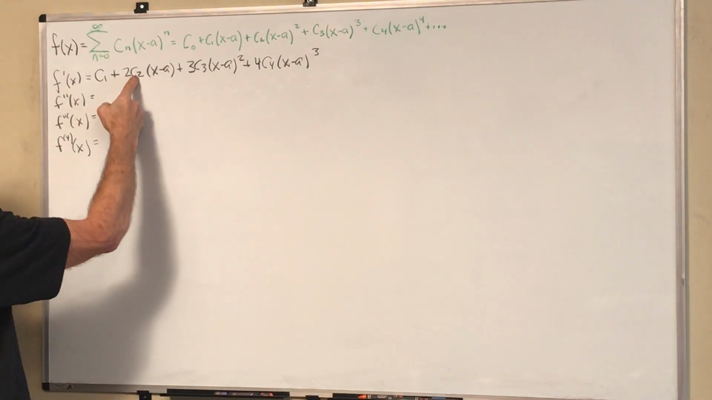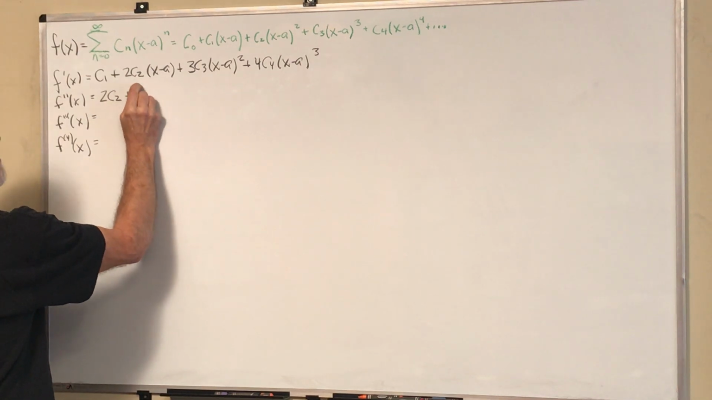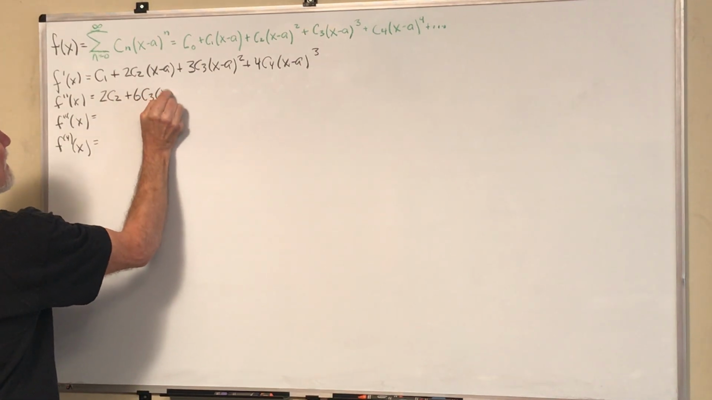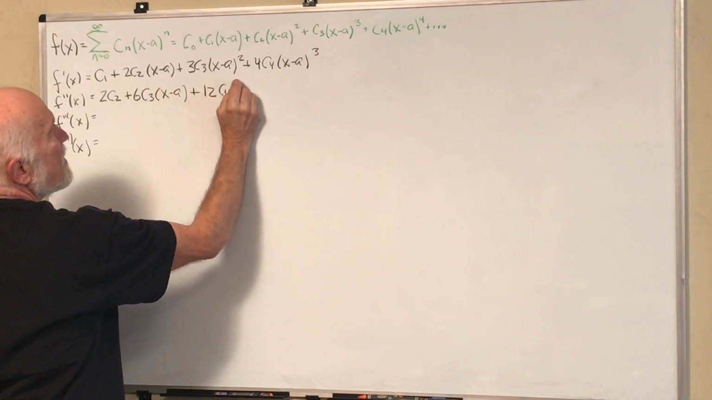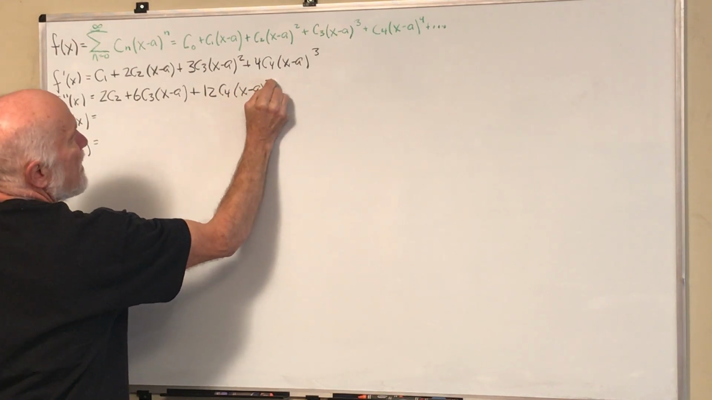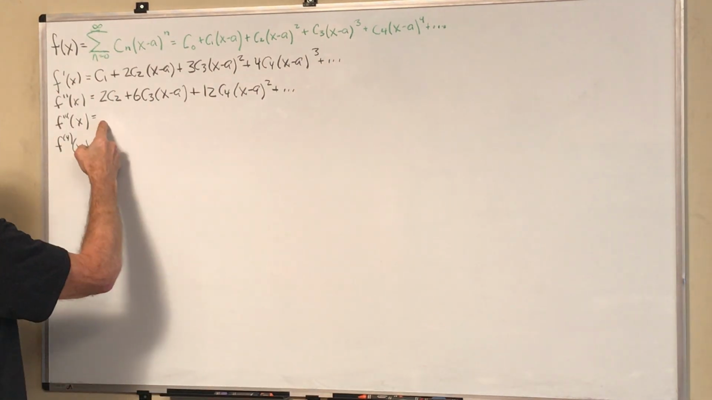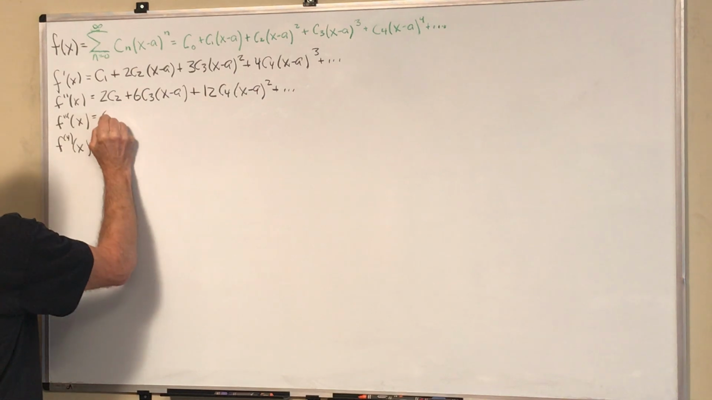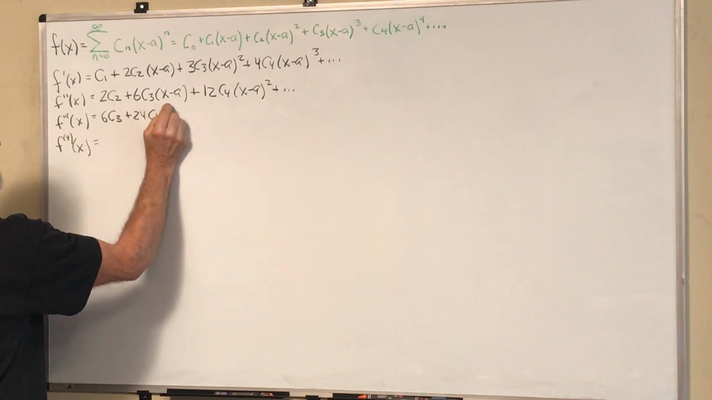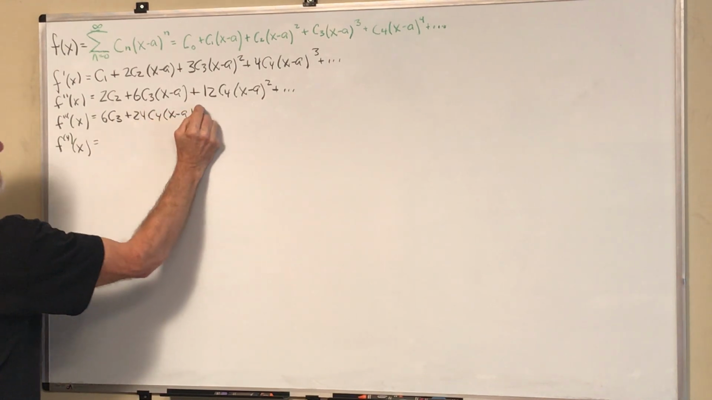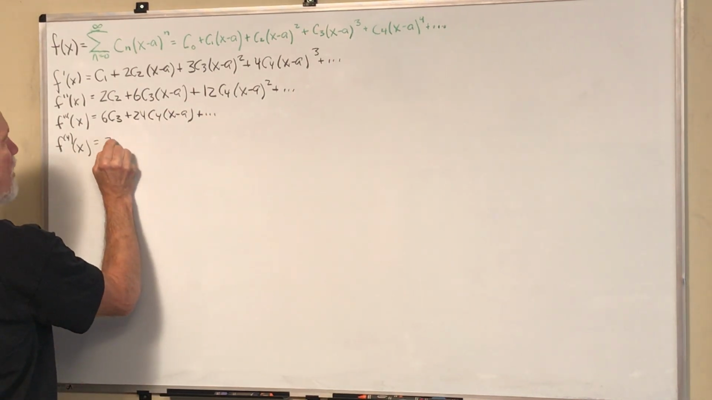And then the second derivative, taking the derivative of this, you get 2C2 plus 6C3 times (x minus a) plus 12C4 times (x minus a) squared. Of course, all of these really just keep going. Then for the third derivative, that first term goes away, so you get 6C3 plus 24C4 times (x minus a). And then finally here we get 24C4 for the fourth derivative.